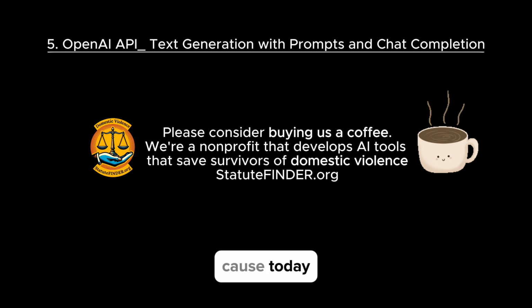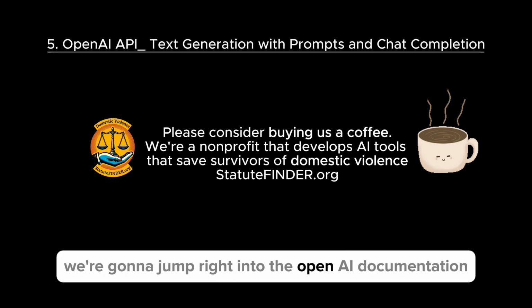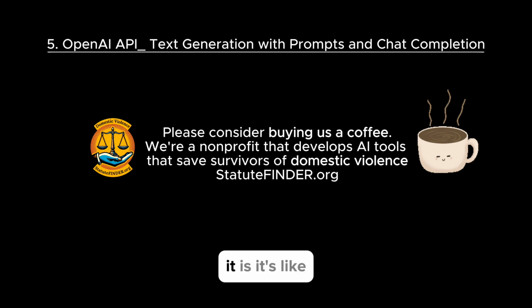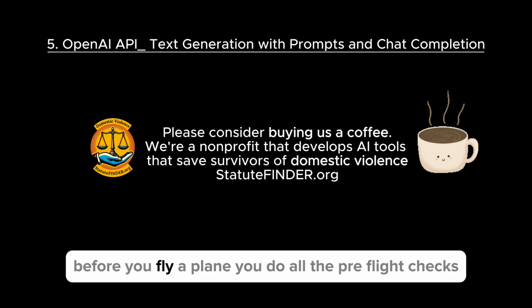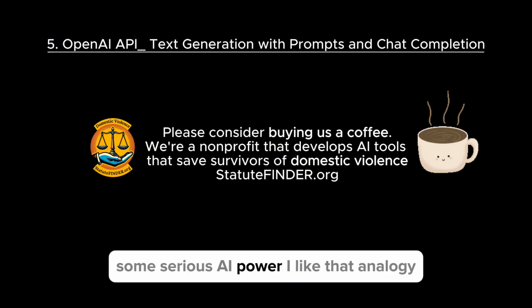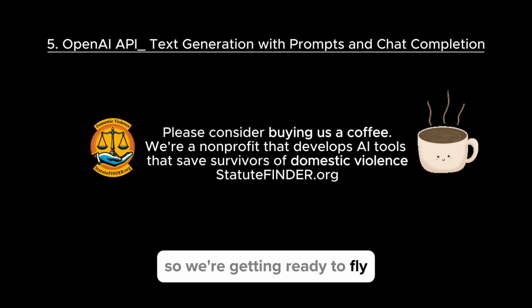All right, get ready, because today we're going to jump right into the OpenAI documentation, specifically for text generation. Ooh, exciting. It is. It's like, before you fly a plane, you do all the pre-flight checks. This is kind of like the pre-flight check for piloting some serious AI power. I like that analogy. So we're getting ready to fly. Yeah, we're getting ready to fly.